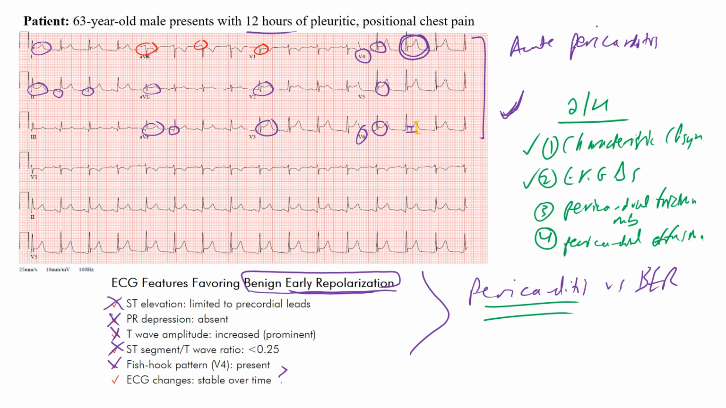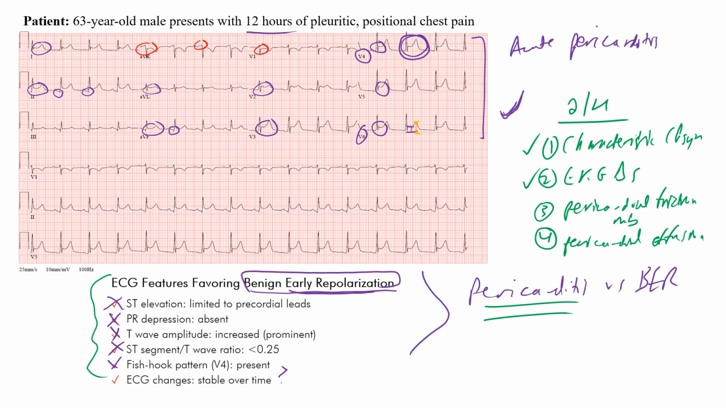So hopefully you remember those. Hopefully you found those helpful to just keep in mind. So just to review them again, things that favor early repolarization is ST elevation that's limited to the precordial leads. Often it's V2 to V4. You tend to see this. PR depression is absent in these. Remember, we see it in pericarditis.